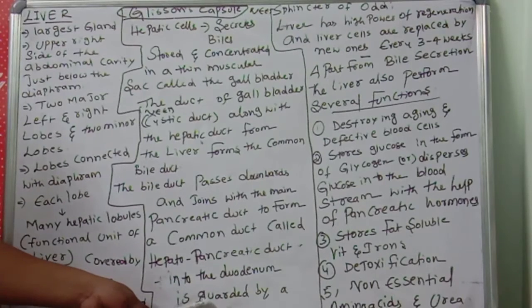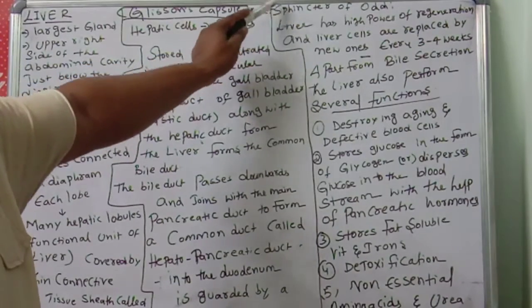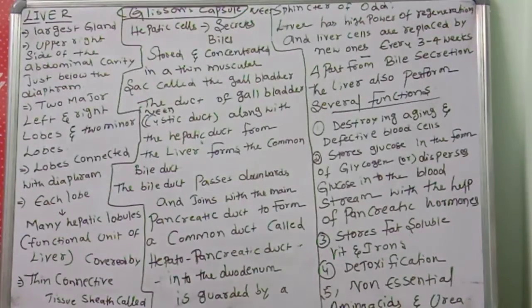There it is guarded by one sphincter, which allows only little movements, a systematic movement of materials from one part to another. So the opening of the hepatopancreatic duct into the duodenum is guarded by one important sphincter. That sphincter is called the sphincter of Oddi.